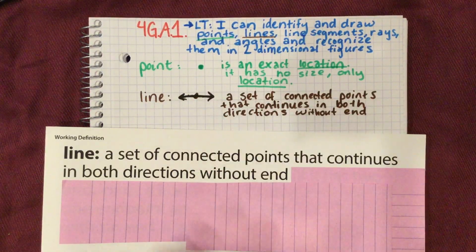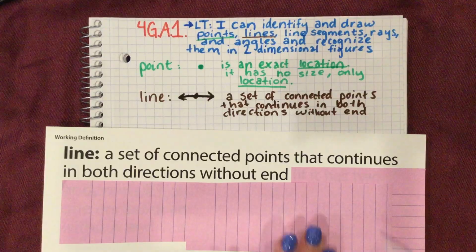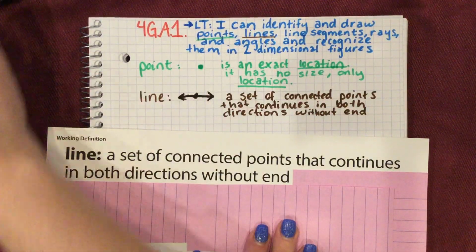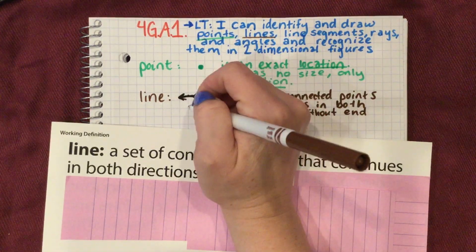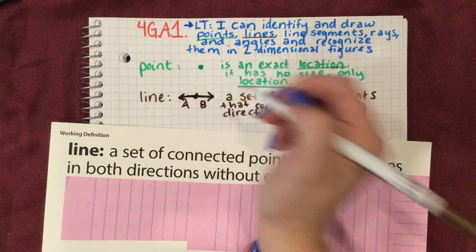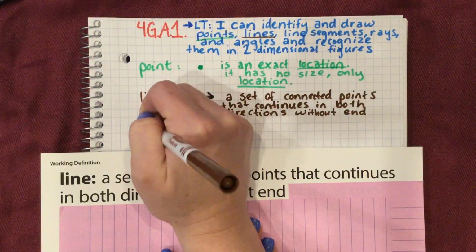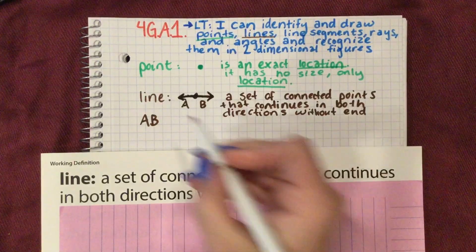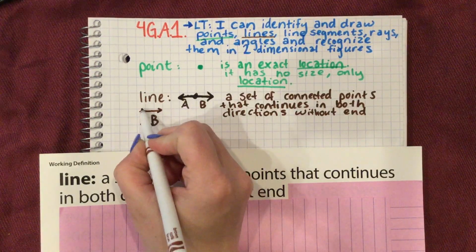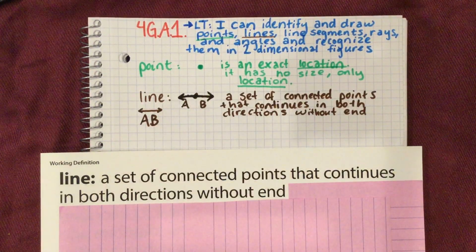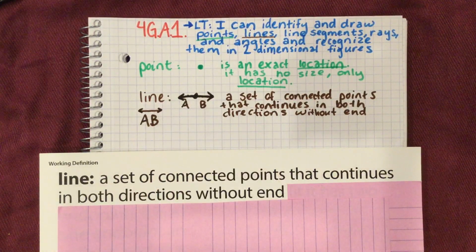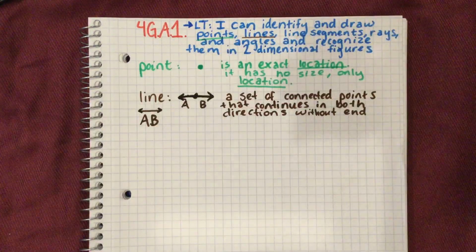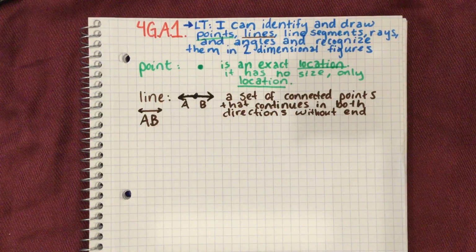Now, this particular line, we can name line, let's name this line A, B. And so the symbol for line is pretty simple. You take the name of the line, which is the two letters that make up the line, and then you draw a line on top of it. So that's what this symbol means. That symbol means line. Great. All right, so let's move on to the next one.